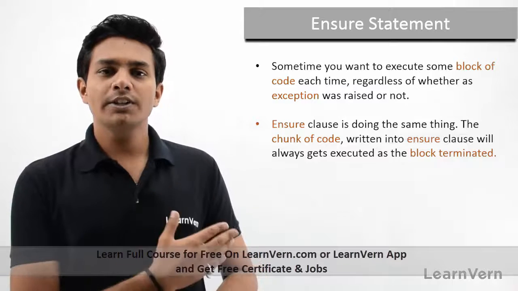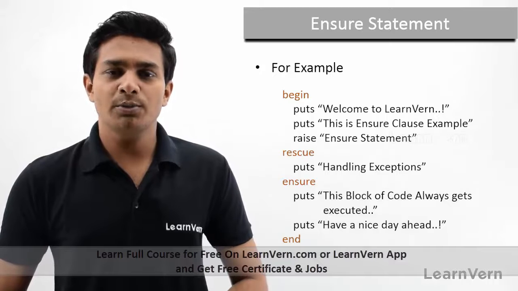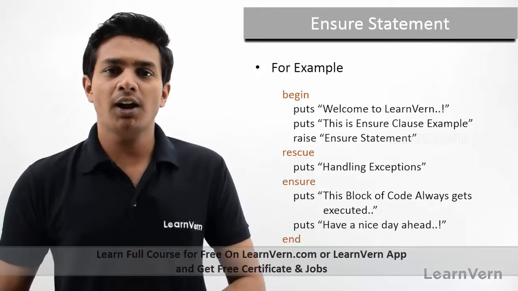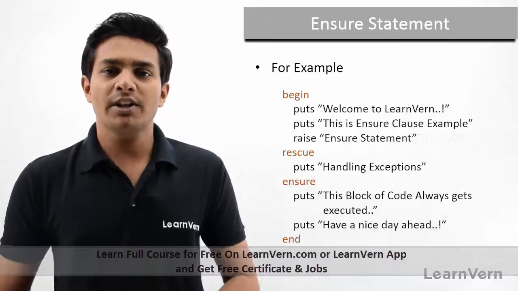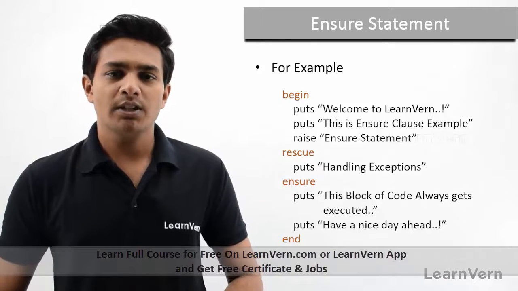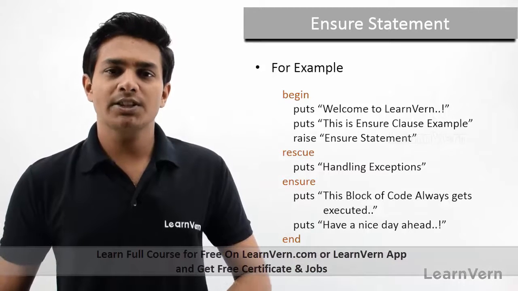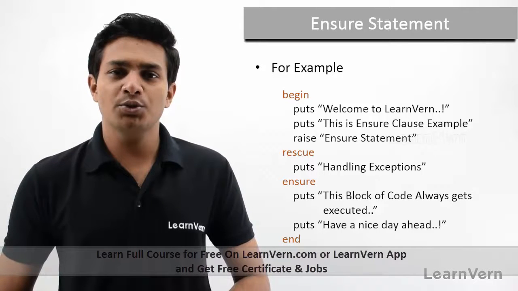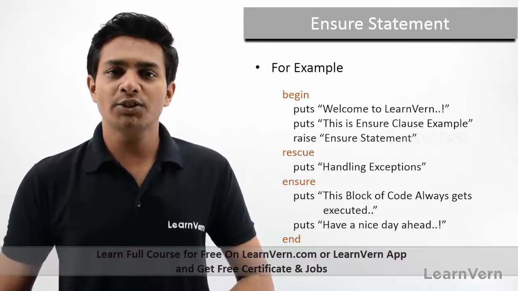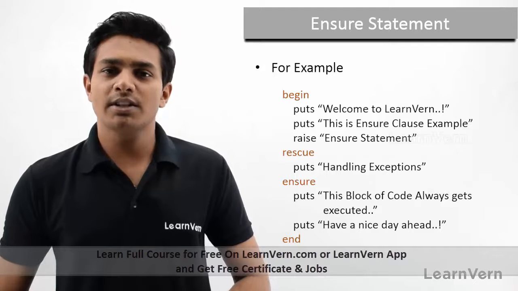each time. Here on the screen I have written a sample example of an ensure block that will illustrate how we can work with it. Here I have written a begin block with 3 statements. The first 2 statements are printing a message to the user, and the third statement will raise an error. So our flow of execution moves to our rescue block. The rescue block will be executed and it will again print one statement on the user console.